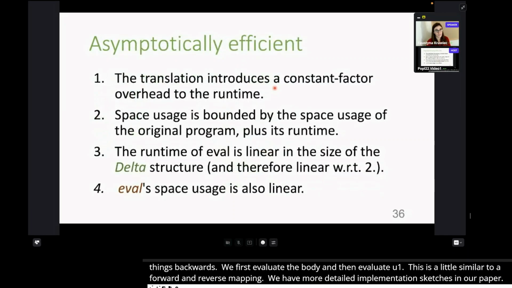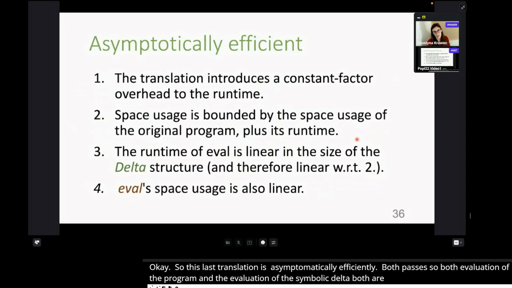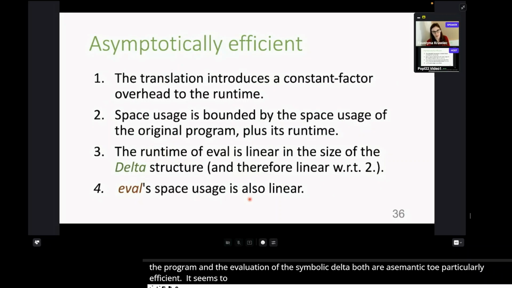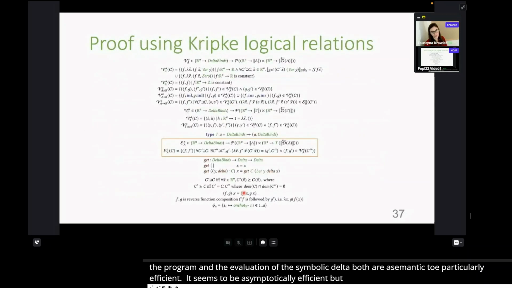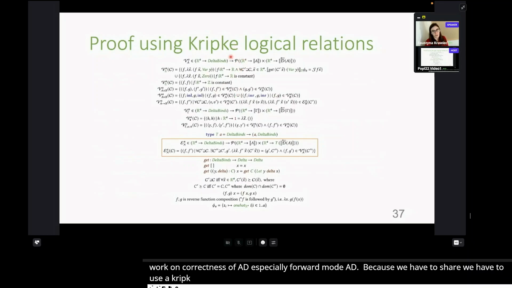Okay, so this last translation, the monadic translation, is asymptotically efficient, both in runtime and in space, and in both passes, so both the evaluation of the program and the evaluation of the symbolic delta are asymptotically efficient. That's important because that's the problem that the previous version had. The program seemed to be asymptotically efficient, but the delta structure evaluation was problematic. We have a proof of correctness. Well, there has been much earlier work on correctness of AD, especially forward mode AD. But because we have this sharing, we had to use a logical relation to capture the growing environment in our state monad.